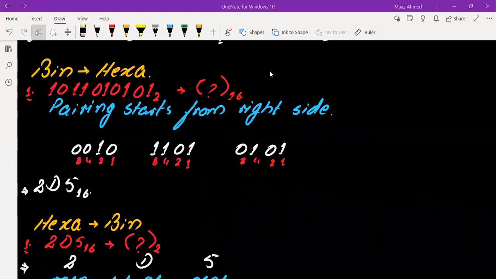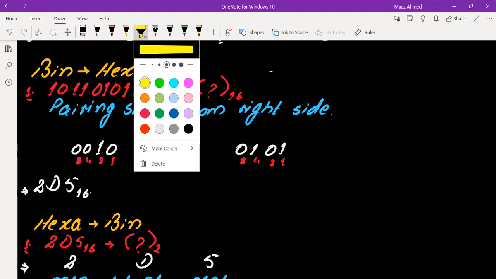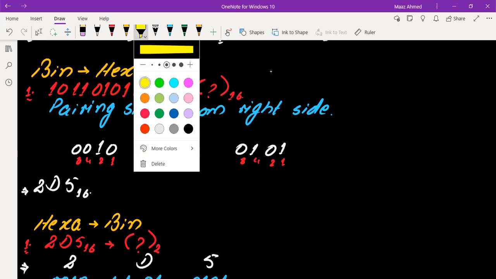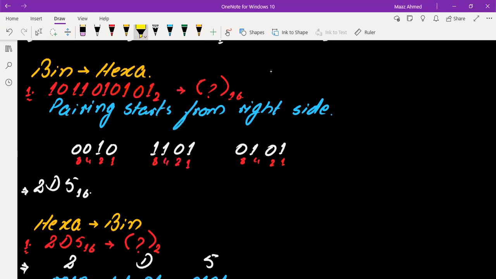As hexa is working on 4 bits, what you are going to do is pair up for 4 bits, and pairing always starts on the right hand side. I've written over here as well. Pairing starts on the right hand side. So the first pair is going to be 1 0. Let me highlight that for you as well. First pair is going to be 1 0 1 0, as you can see over here.